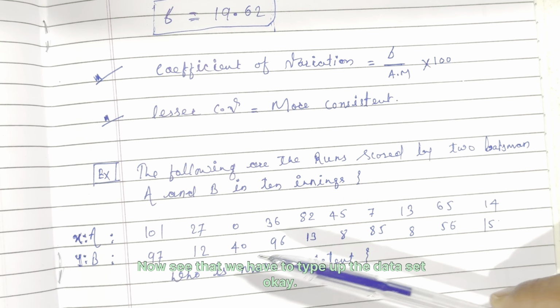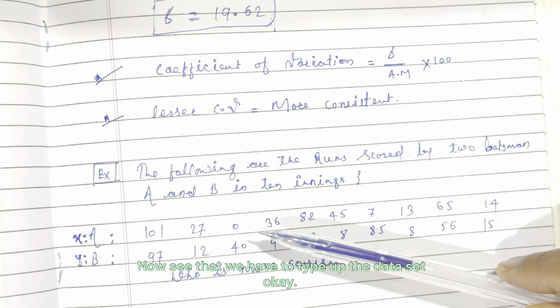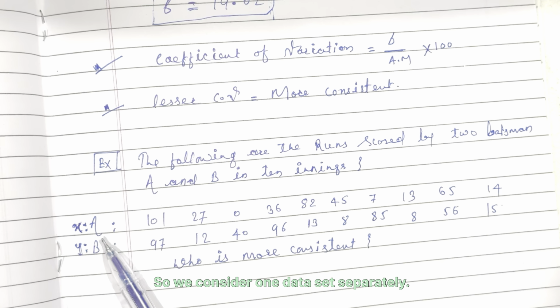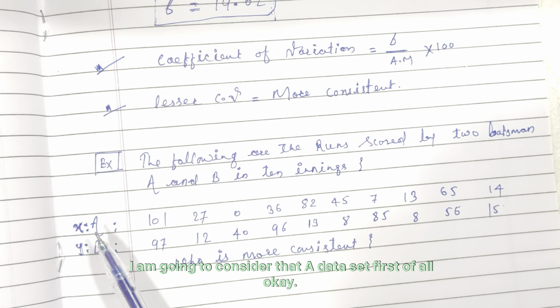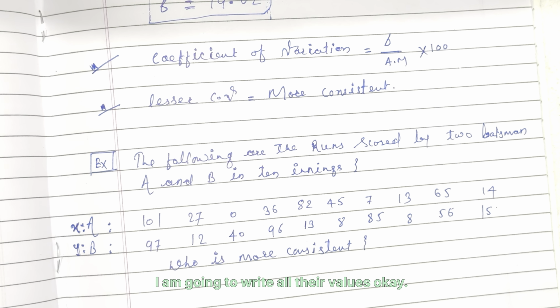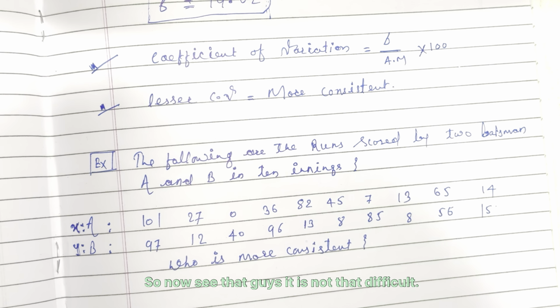Now see that we have two types of data set, one for batsman A and one for batsman B. So we consider one data set separately. I'm going to consider the A data set first of all, and I'm going to write all their values. So now see that guys, it's not that difficult.